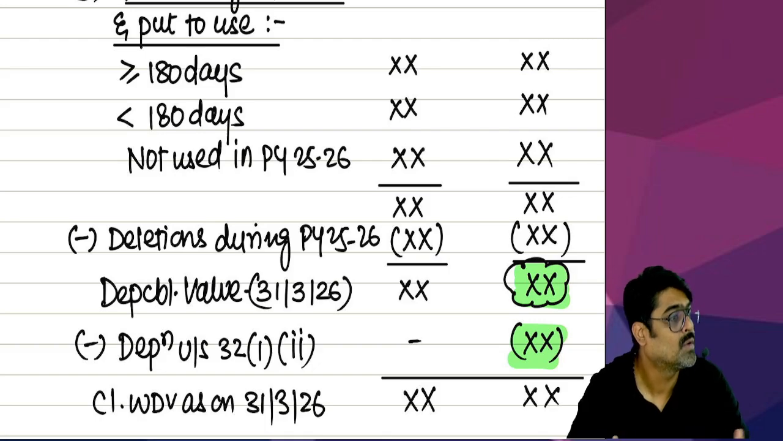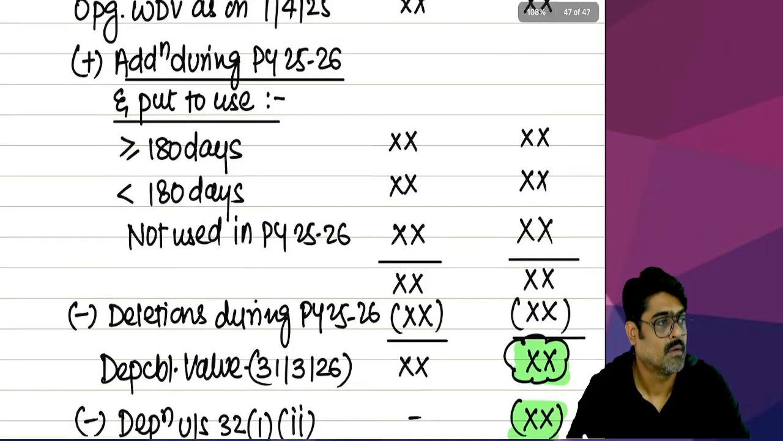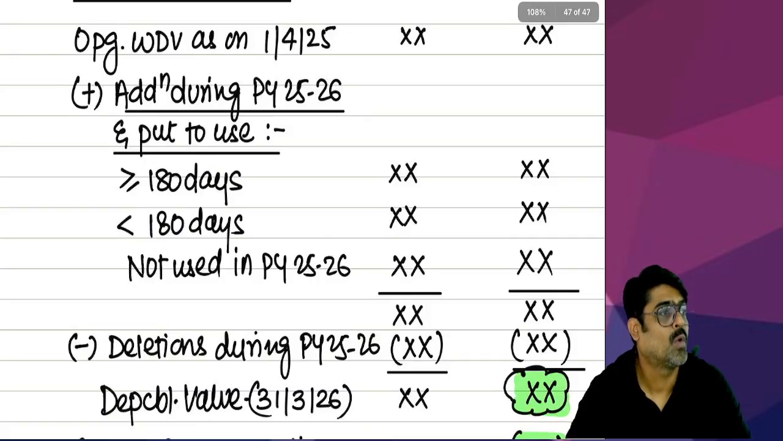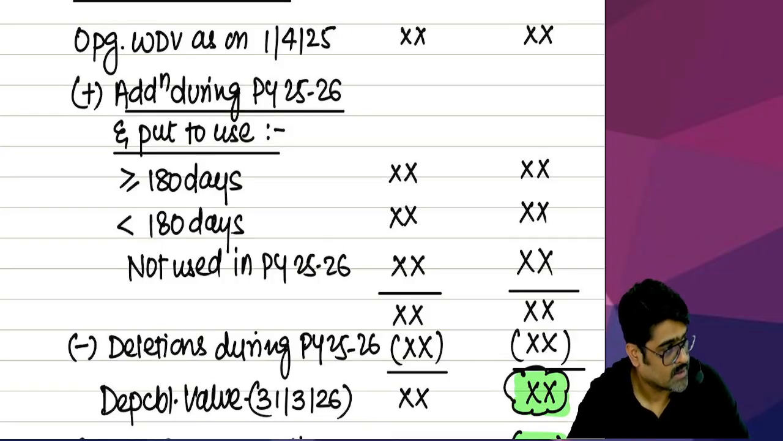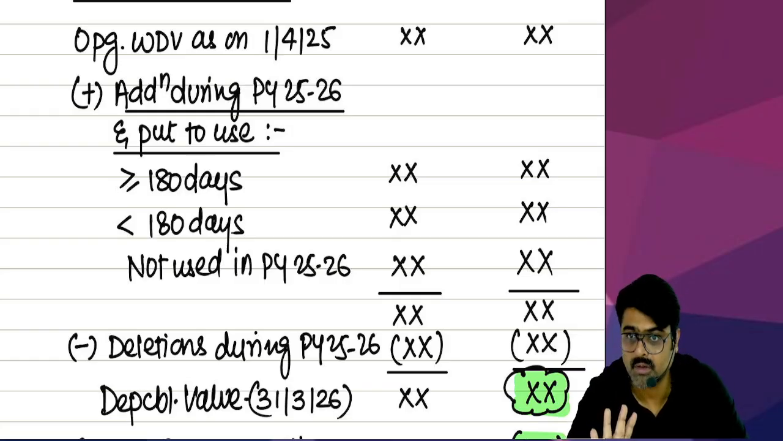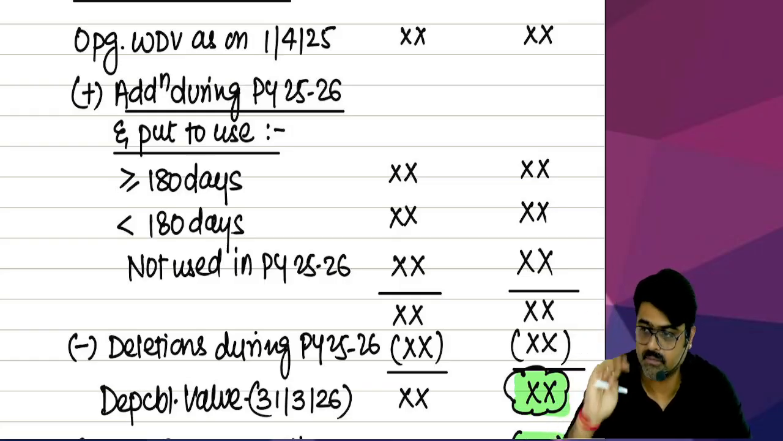Now how to calculate the value of the block? First of all, take the opening WDV. Take the additions during the previous year and put to use separately: 180 days or more, less than 180 days, and not used at all. Identify and write them separately.